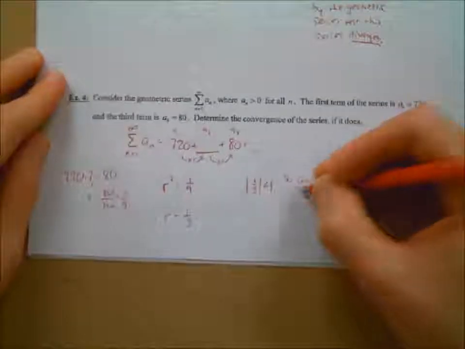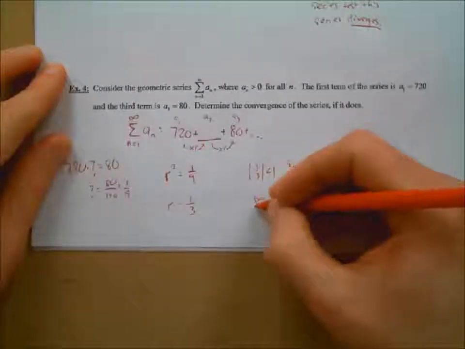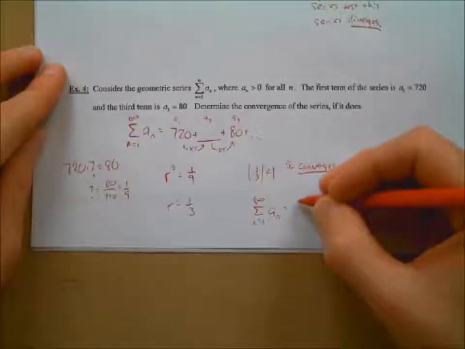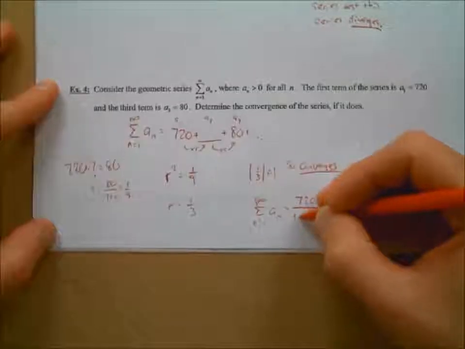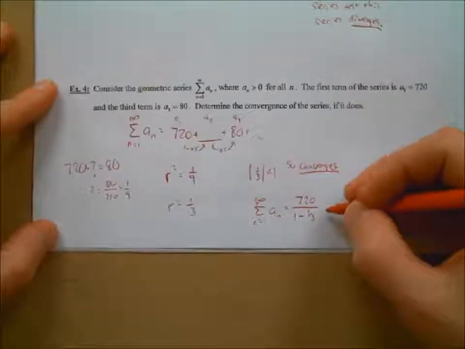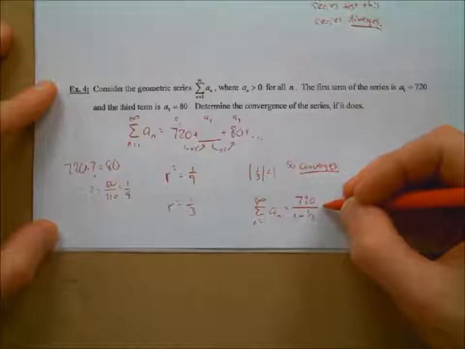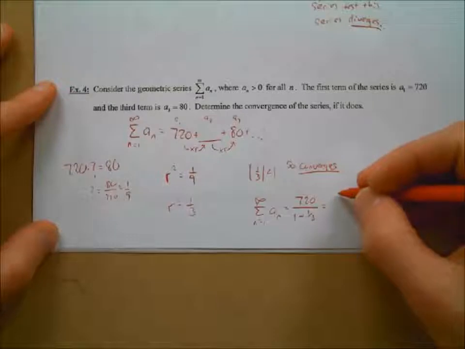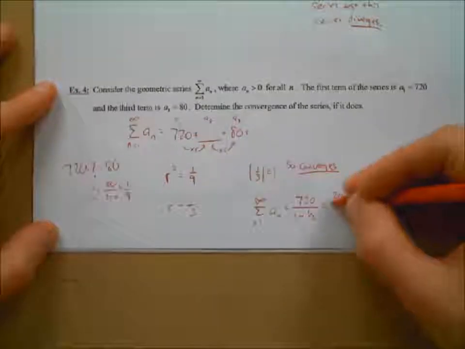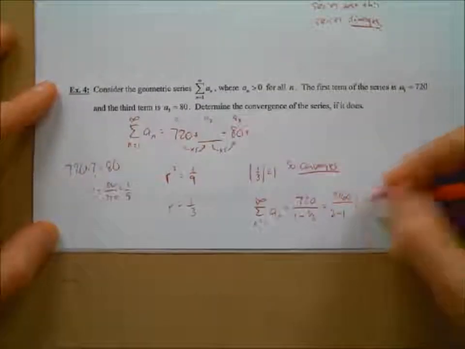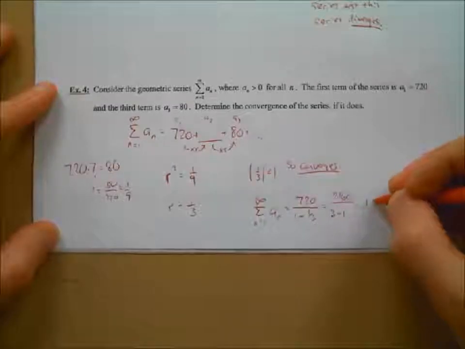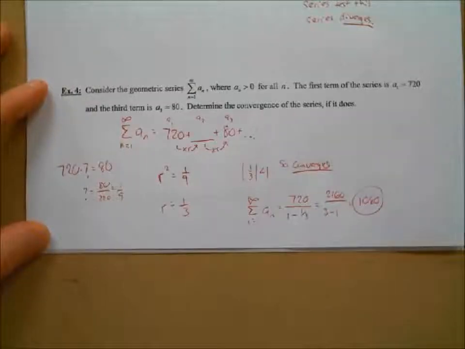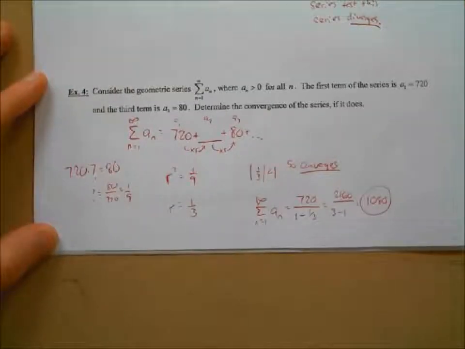Okay. And then we can say the sum from n equals 1 to infinity of a sub n is equal to the first term, 720, over 1 minus the 1/3, which I guess we can multiply by 3 here. So what is that? Goodness, it's 2,160 over 3 minus 1. So 2,160 divided by 2 is 1,080. And so there's where it converges to.